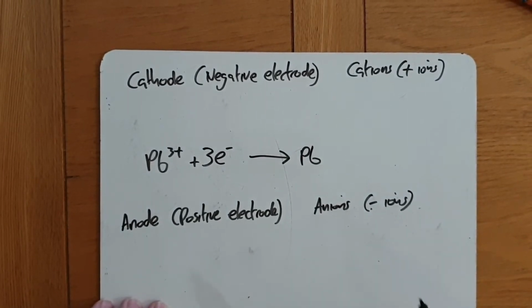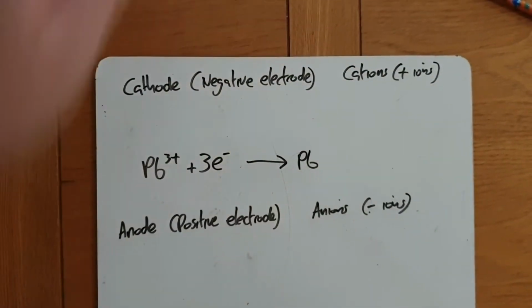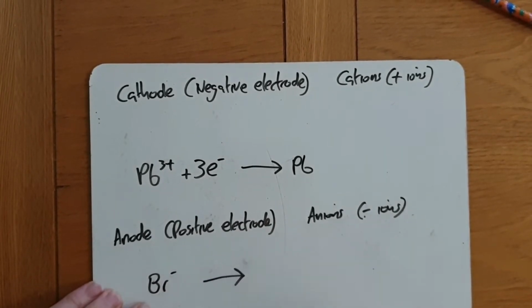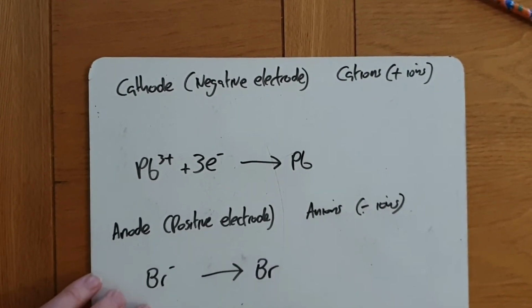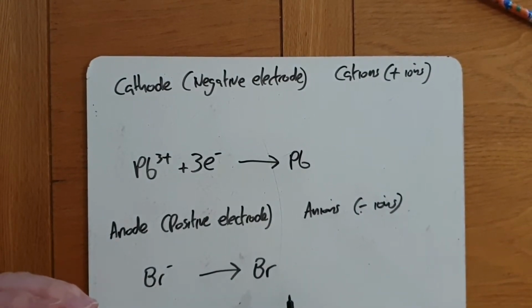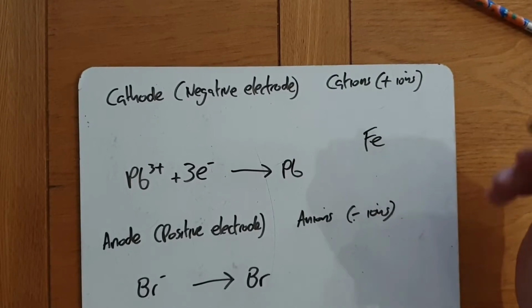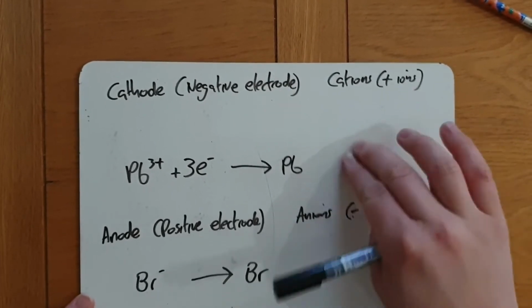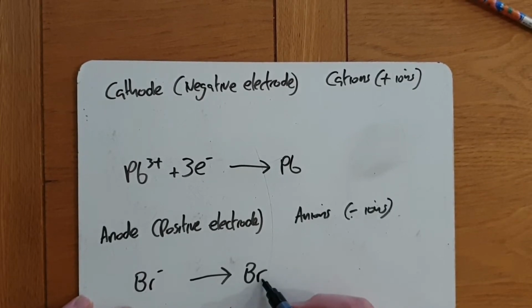Our negative ions here are Br-. So we have Br-, and that needs to turn into bromine, which is Br. If you've got a periodic table to look at, bromine is in group 7. So it's a non-metal, it's in group 7, it's not got enough electrons. Whereas metals we just write as Pb, or if it was iron we write it as Fe, or copper we write it as Cu. They don't have a little number after them. For non-metals, those in groups 5, 6 or 7, bromine goes around in pairs. It goes around as Br2.